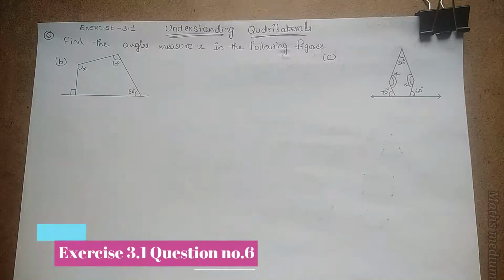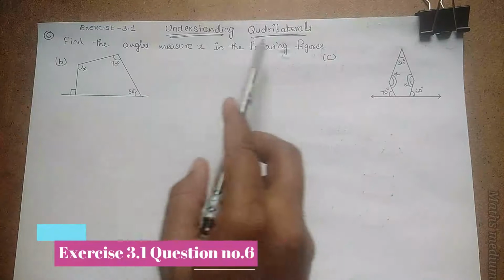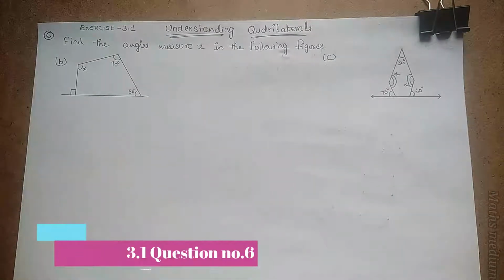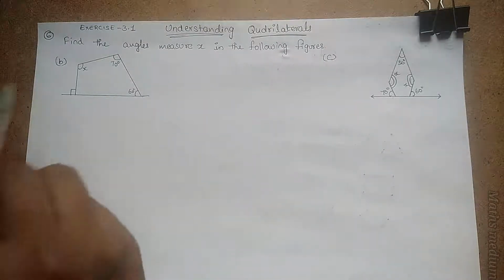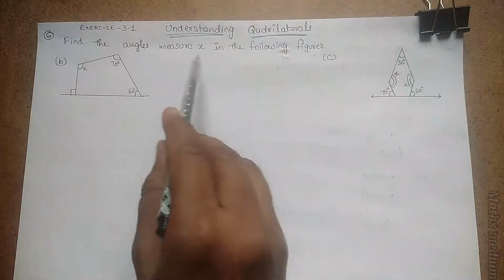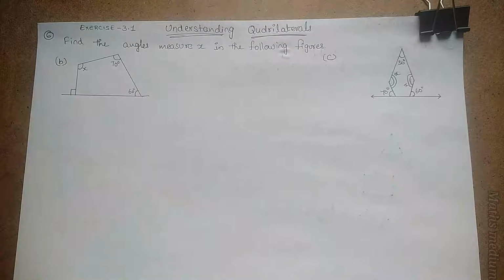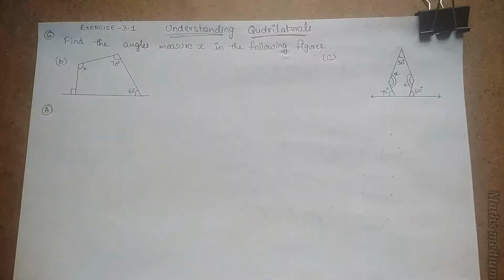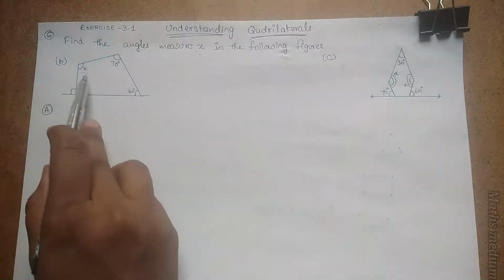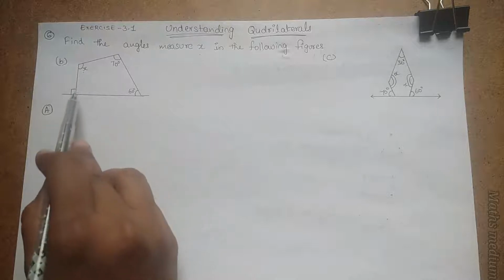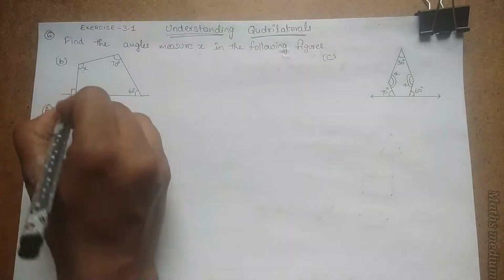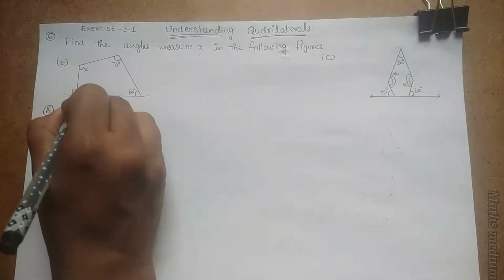Today I came with exercise 3.1 from Understanding Quadrilaterals, 8th class NCERT. The question was: find the angle measure x in the following figures. Here I took two figures from the given question. Before going into finding the angle x, we have to find the value of the angle here also. Let's assume it as a.